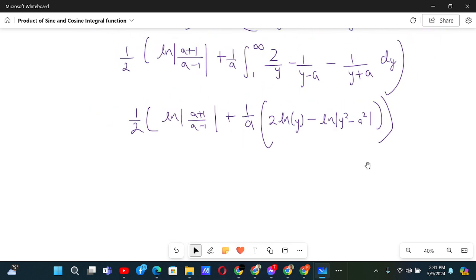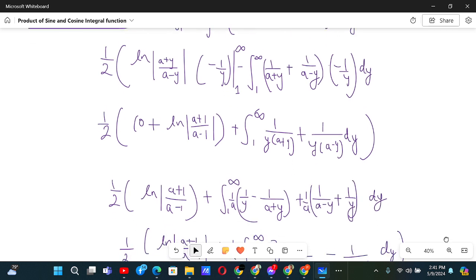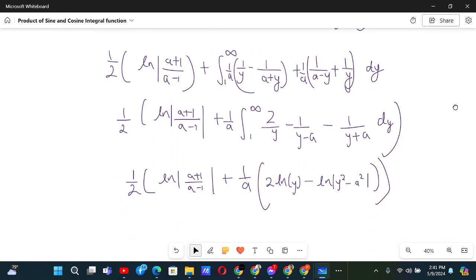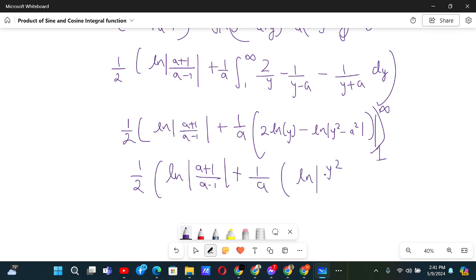Now this first term is already evaluated from 1 to infinity, but we haven't really evaluated this thing, so we have to make sure to evaluate this thing from 1 to infinity. Yes, so we have 1 by 2 ln of a plus 1 by a minus 1 plus 1 by a. This is just ln of y square by y square minus a square from 1 to infinity.